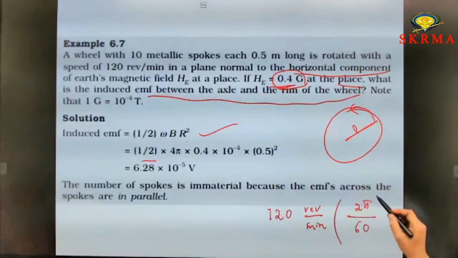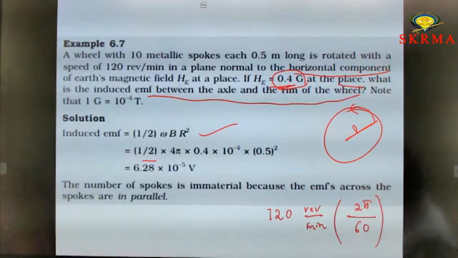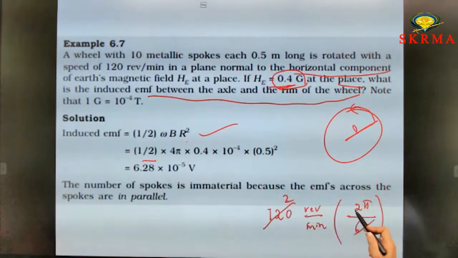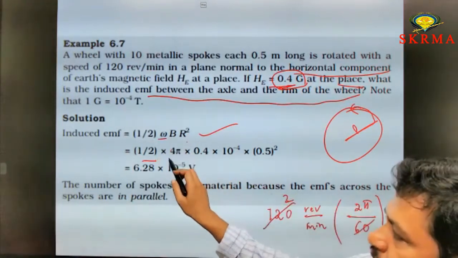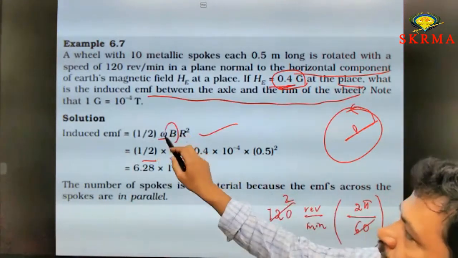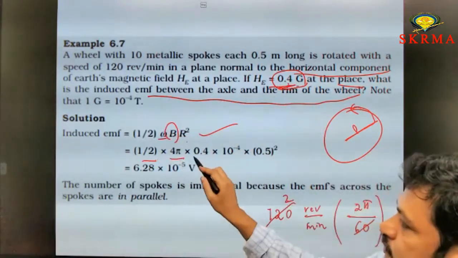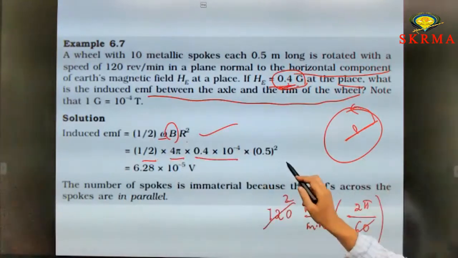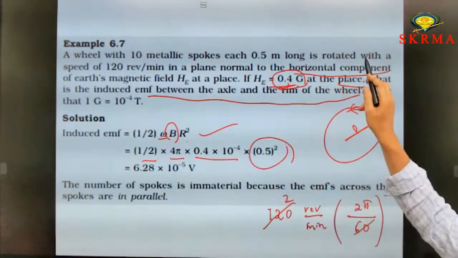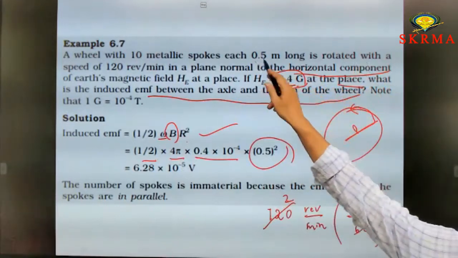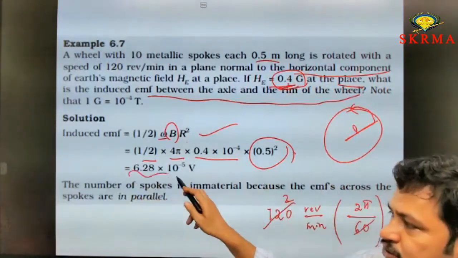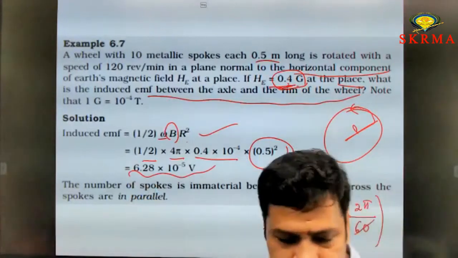One revolution per minute equals 2 pi by 60 radian per second. If you cancel this, 2 times 2 gives 4 pi. That's why instead of omega they write 4 pi. The B value is 0.5 Gauss. 1 Gauss equals 10 power minus 4 Tesla. That's why it is 0.5 into 10 power minus 4 Tesla. The R value is given as 0.5 meters. Now the calculation gives 6.28 into something 10 power minus 5 volts.